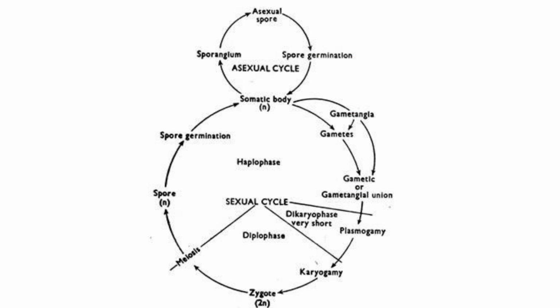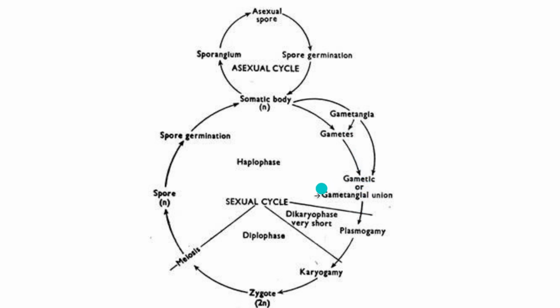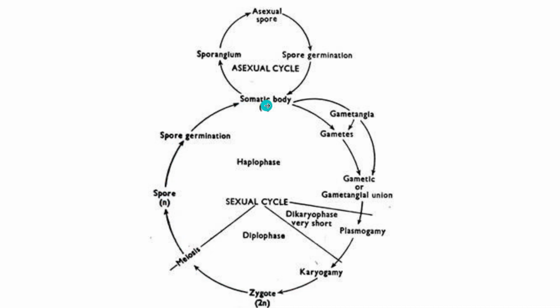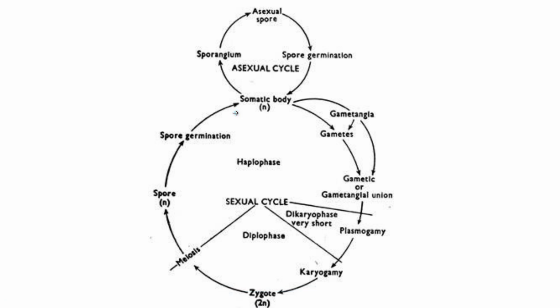So moving on to the reproduction cycle. Somatic body produces gametes, and these gametes get united, or gametic union is formed, and this gametic union results in plasmogamy, and this plasmogamy undergoes karyogamy, and the karyogamy forms a zygote. This zygote undergoes meiosis, and after the meiosis spores are formed, and these spores germinate again back to the somatic body. This entire cycle is sexual mode of reproduction in phycomycetes.